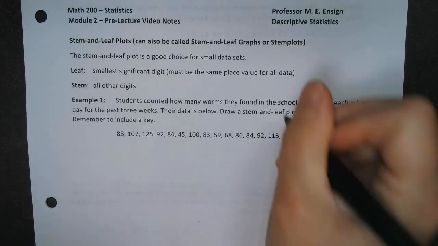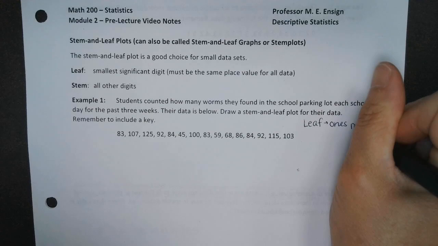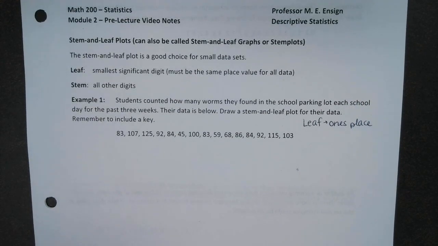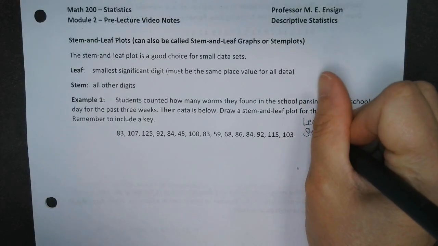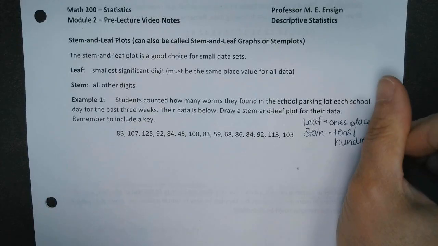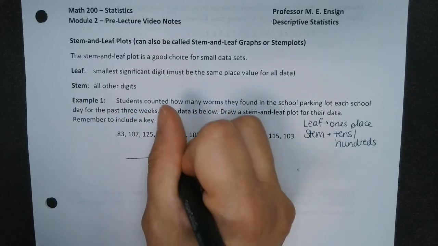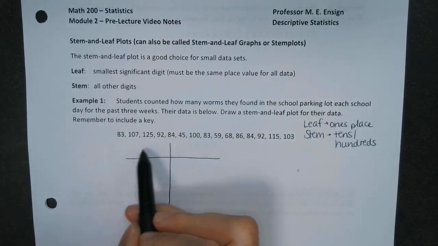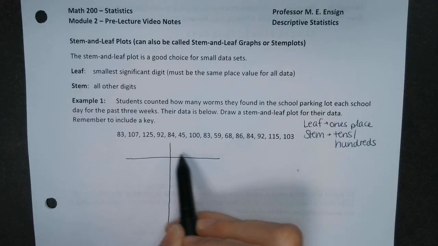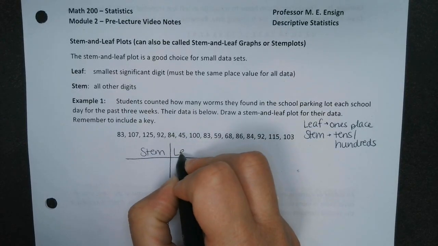So in this case, the leaf is going to be the ones place in each case. It's the smallest digit that we have there, and then the stem is going to be the tens, and some of these have hundreds as well. Okay, so that's where we're going to split up these numbers. So I'm going to make a little chart, and my stem goes here and my leaf goes here. And you can label those if you'd like, you don't have to. But here's our stem and our leaf.